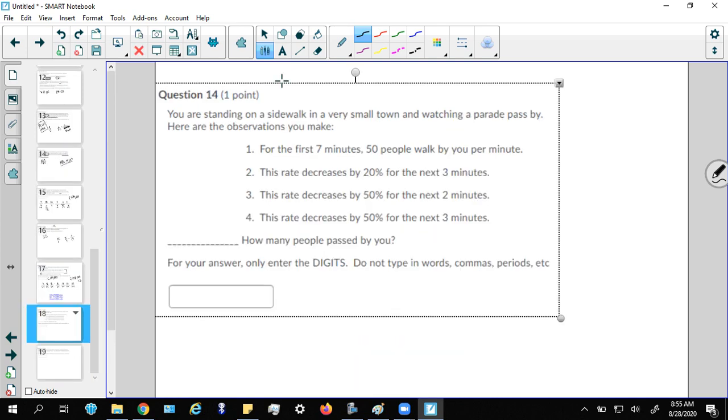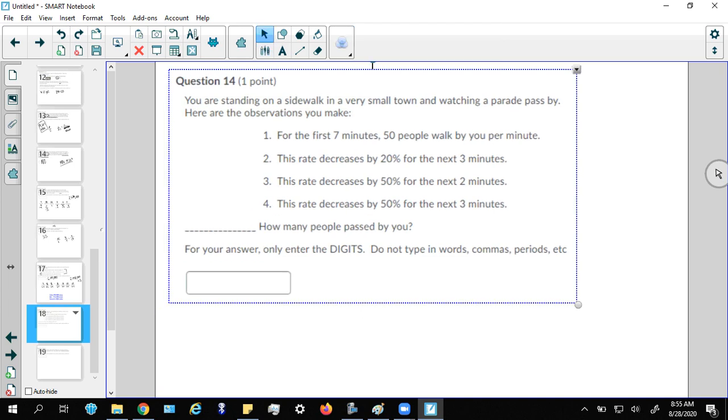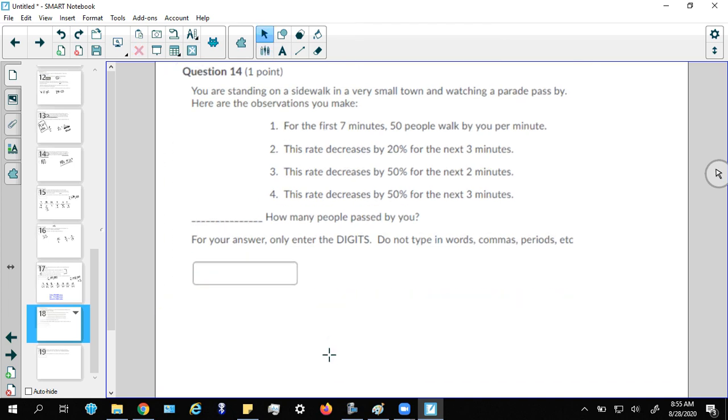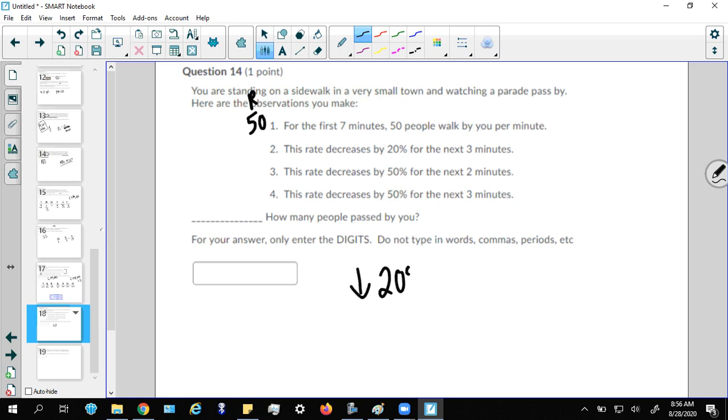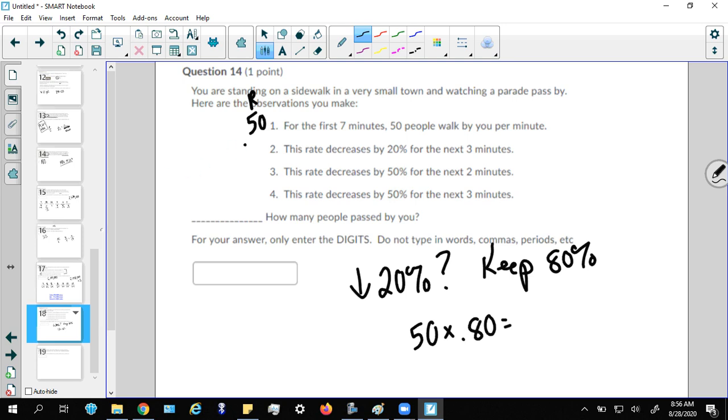All right, ooh, the dreaded parade question. For the first 7 minutes, 50 people will walk by you. So I'm just going to write 50 here because that's my rate. This rate decreases by 20%. Okay, so think about it. If you decrease by 20%, that means you keep 80%. So I'm going to take 50 times 0.8, and I get 40 for my new rate.